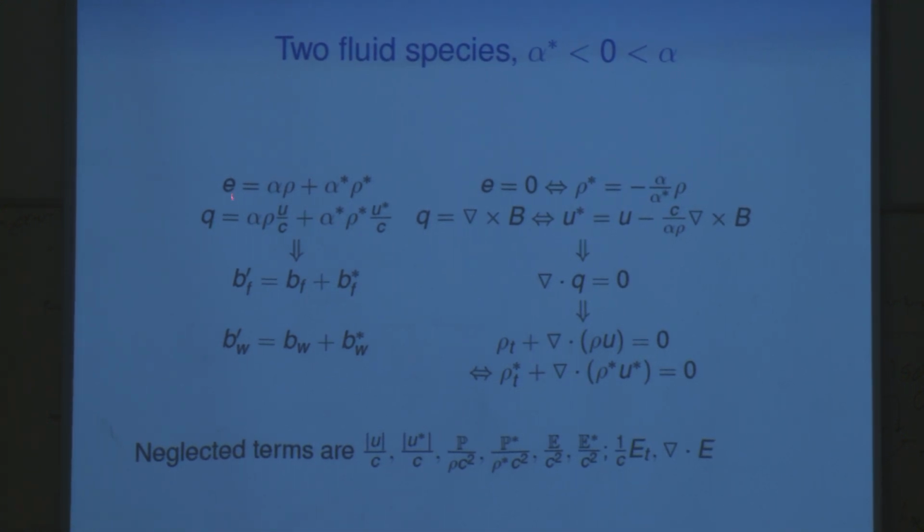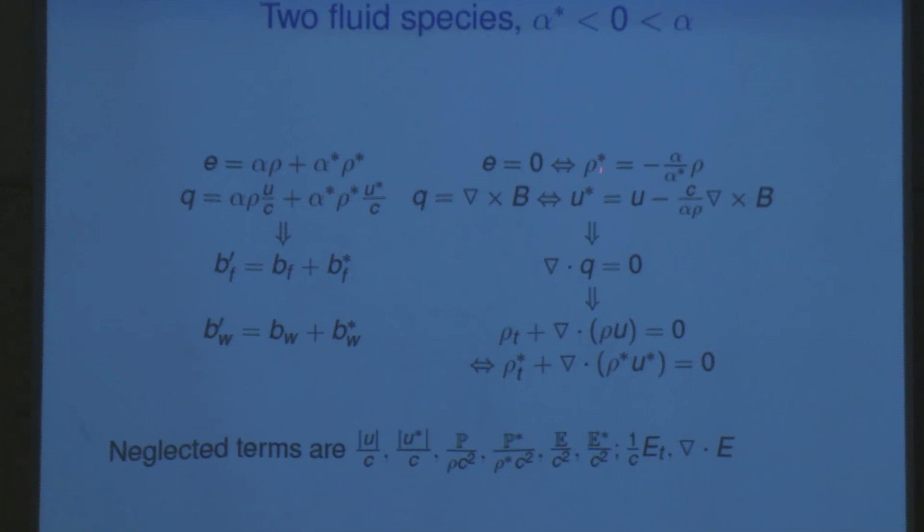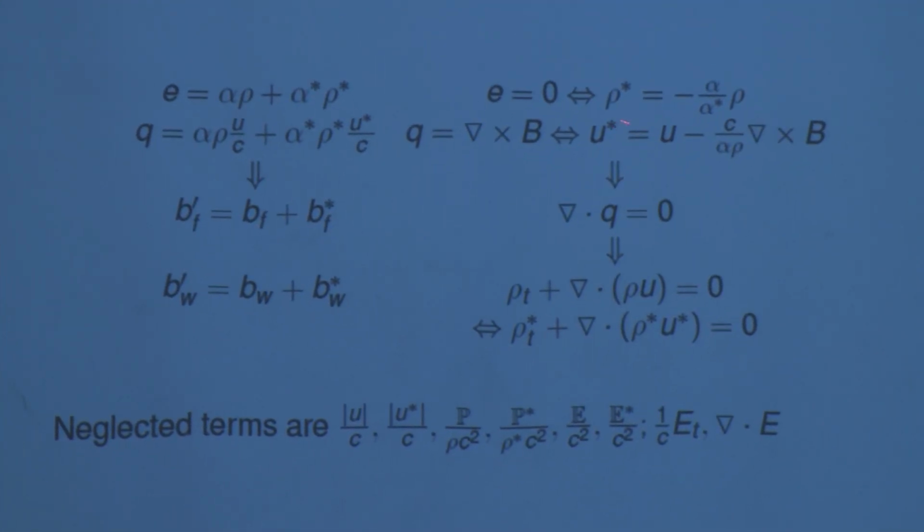And now if we do that, the charge is the sum of the two charges, and setting E equal to 0 simply means that the two fluid densities are linearly related. And identifying the total current with the sum of the electron and ion currents simply means that Q is curl B, so we know the electron velocity in terms of the other variables. So we know rho star and U star explicitly in terms of the ions and the magnetic field.